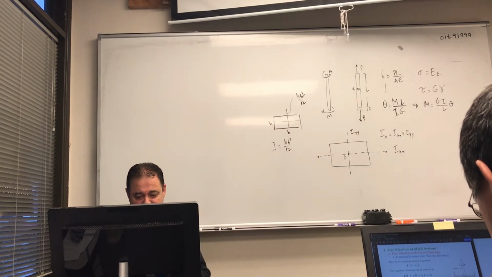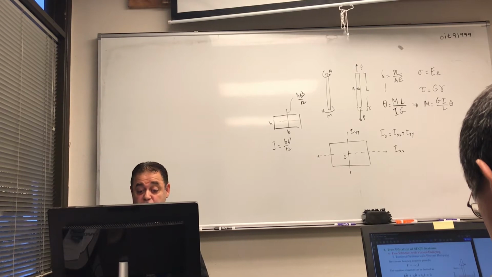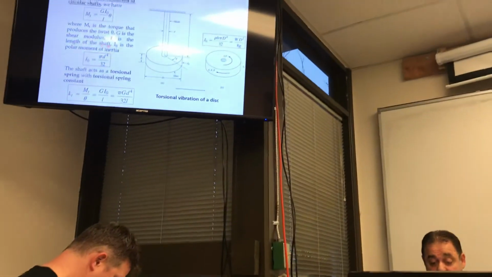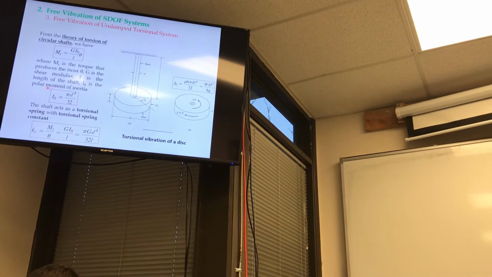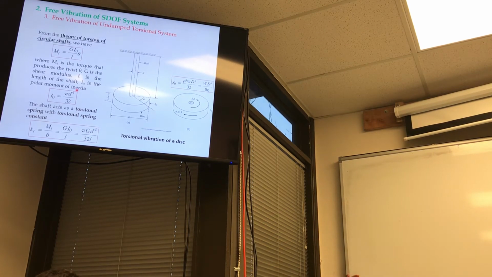So MT here is the torque that produces the twist theta, G is the shear modulus, L is the length of the shaft, I0 is the polar moment of inertia, which for a circular surface is pi over 32 times d to the fourth.